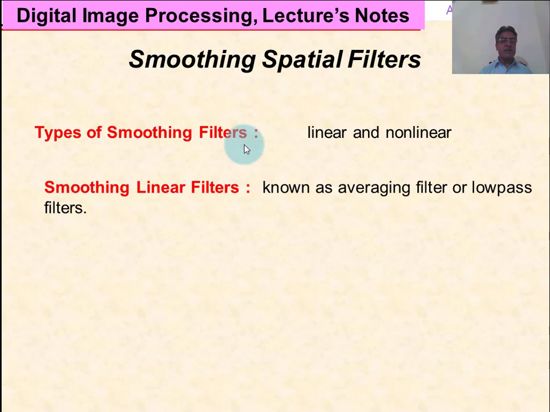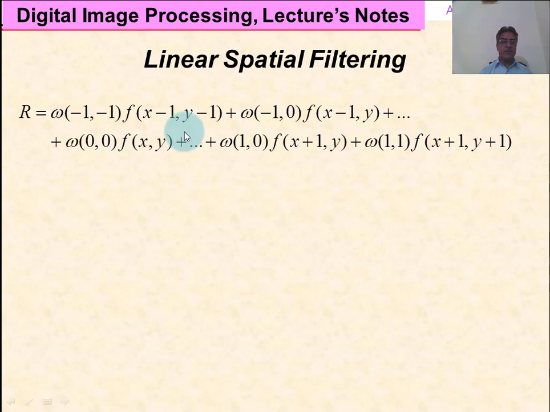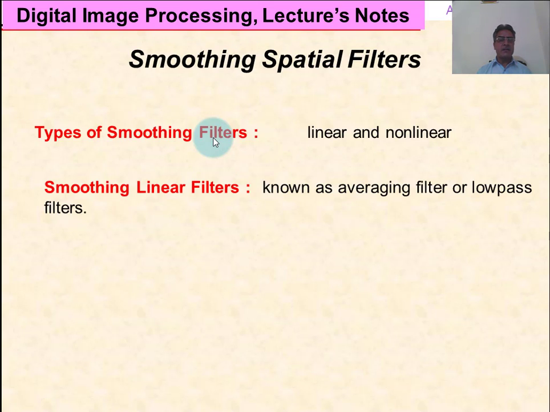Smoothing spatial filter. Types of smoothing filter: linear and non-linear. There are two types of smoothing filters. The one is called linear and the second is called non-linear. In the previous one, it is a linear spatial filter. We go line by line, and then we modify each and every pixel value of the input image. But in non-linear operations, we get some dominant value of the mask, and then modify the corresponding central pixel value of the mask in the input image.